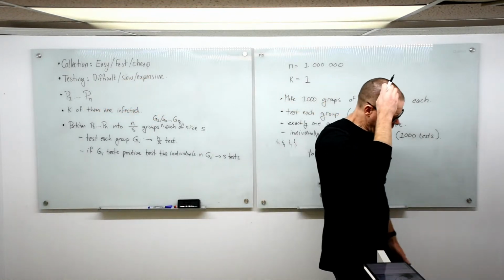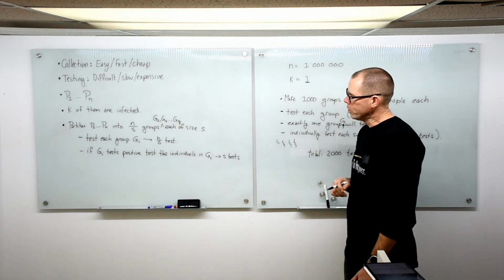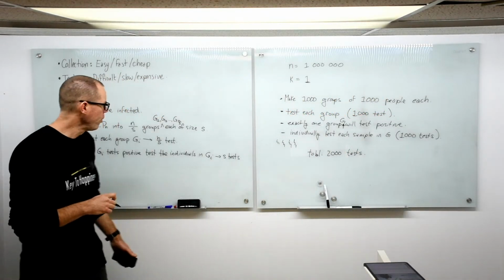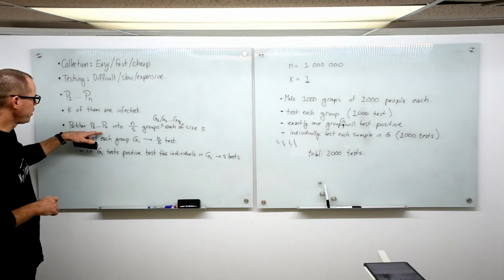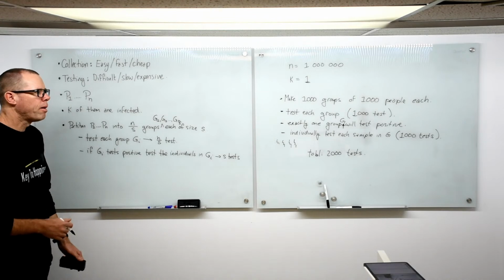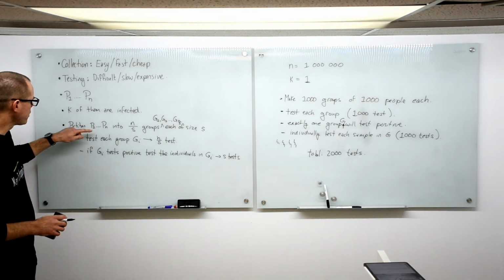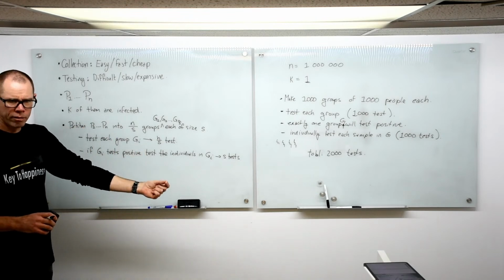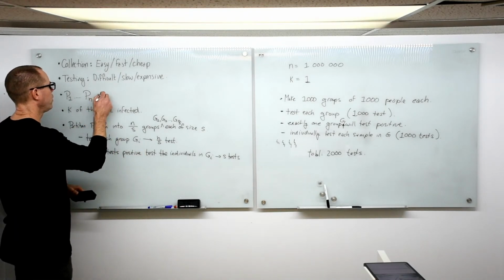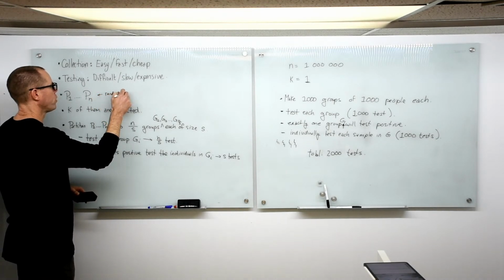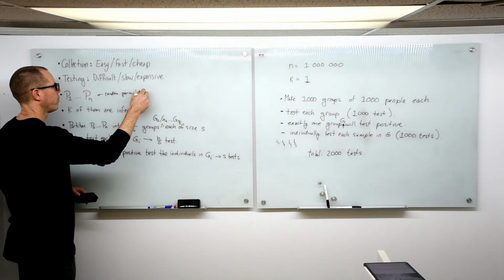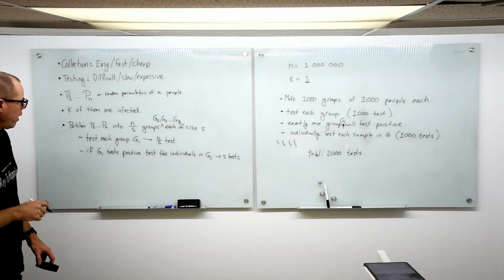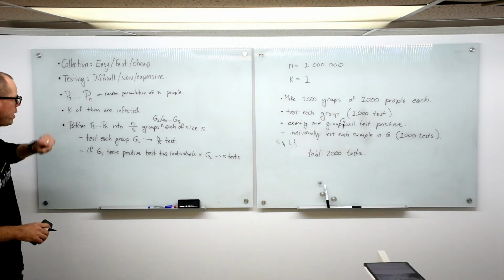Because we don't know anything, perhaps the best thing to do is a randomized testing procedure, where this partition into groups is random. Probably the best way to think of this is that P1 through Pn should be a random permutation of all of the n people. So if that's random, that's the only thing that's random.